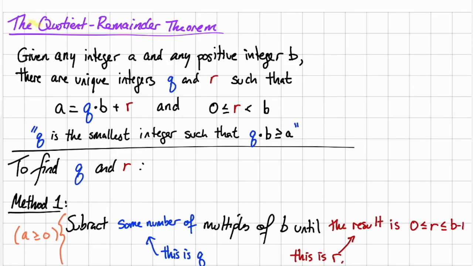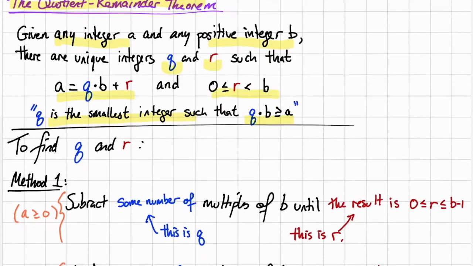This is part of a more general situation that says that for any integer a and any positive integer b, there are unique integers q and r such that a is equal to q times b plus r, and r is at least 0 and less than b. If we wanted to put that into words, we would say q is the smallest integer such that q times b is greater than or equal to a.